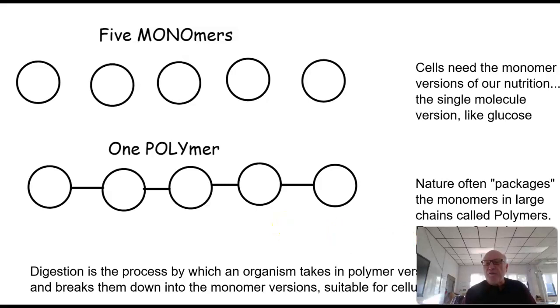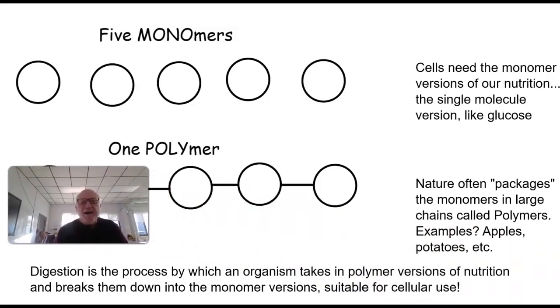Now, I'm just going to move myself out of here for a second, okay? Cells need the monomer version of the molecule, so the single molecule like glucose, okay? Cells can't handle long chains of glucose. But nature often packages monomers in really large chains. So, for example, in apples and potatoes and so forth, there are just really, really long chains of glucose molecules and related sugars, okay? We'll take a look at that in just a bit.